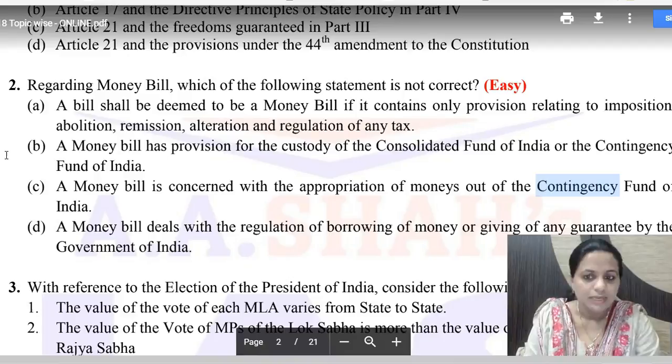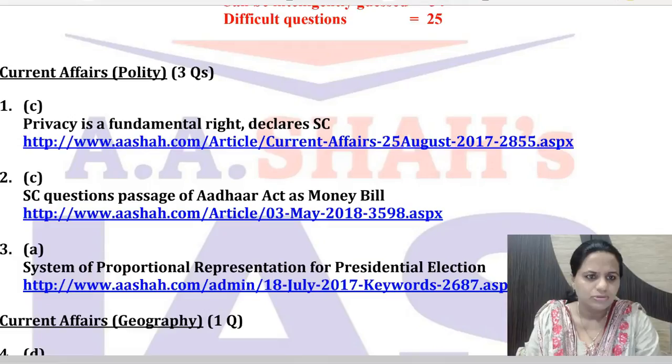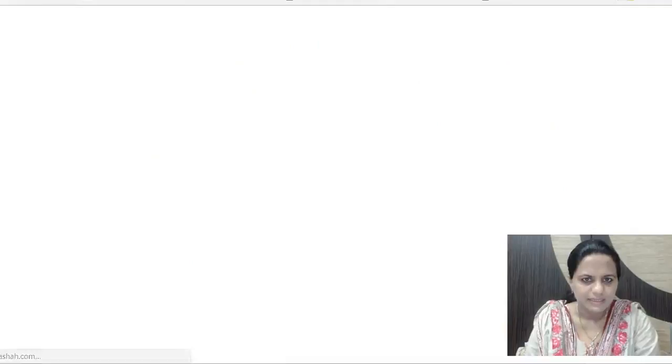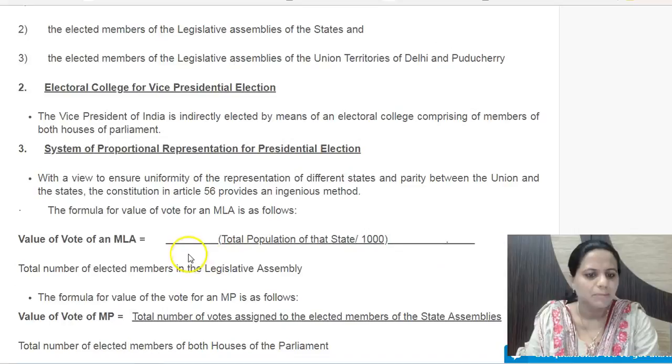Then the third question, again an easy question from current affairs. The election of the President was in the news. How the voting takes place, the value of the votes of MPs and MLAs, a detailed discussion was done on this too. You can see the third option, the answer is A. The Electoral College of the President was completely covered: the system of proportional representation, with the value of the vote of an MLA and the value of the vote of an MP provided here.